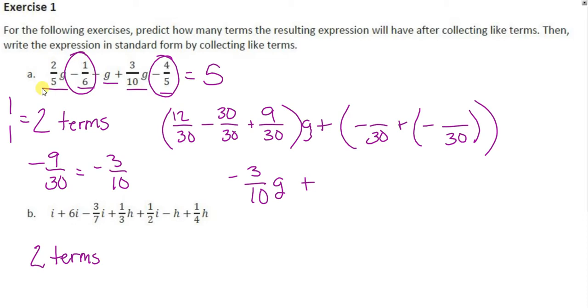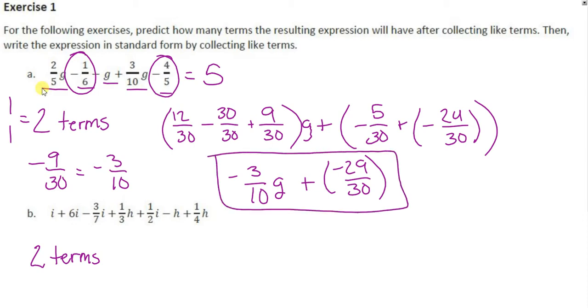6 times 5 gives me 30, so 1 times 5 is a negative 5. 5 times 6 is 30. 6 times 4 is a negative 24. If you simplify these two terms together, that's a negative 5 plus a negative 24. That would be a negative 29 over 30. All right, so that is our answer. It's a negative 3/10 G plus a negative 29/30.